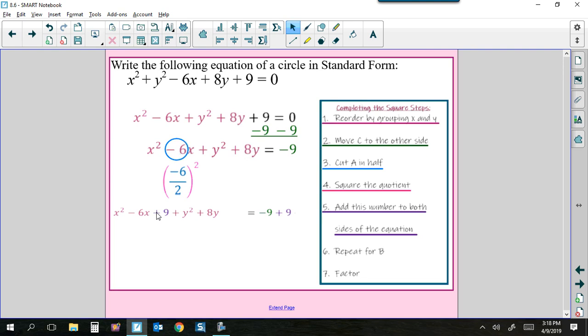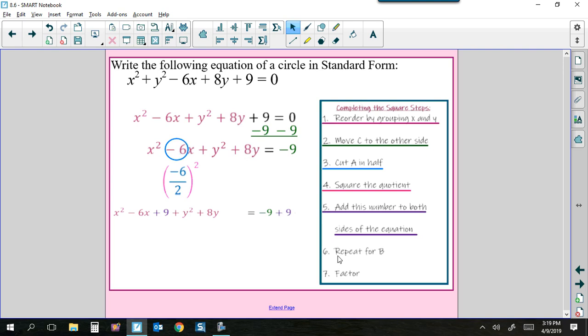So that is that space that Mrs. Netz was talking about. The real kicker with this is you have to remember that what you do to one side, you have to do to the other. So you can see here I also have a plus 9 on the right side of my equation. So make sure you don't forget to do both sides.